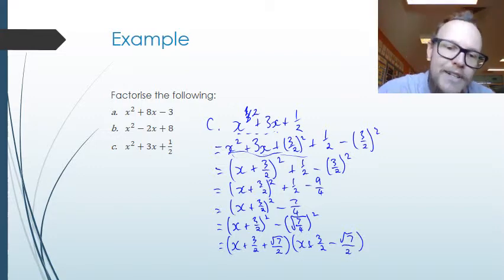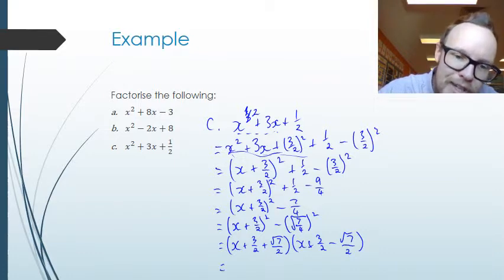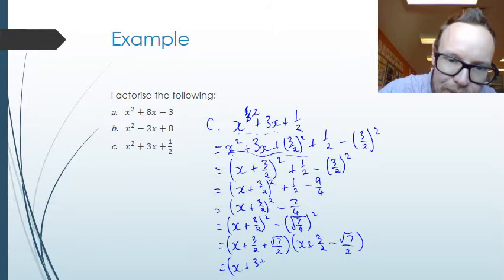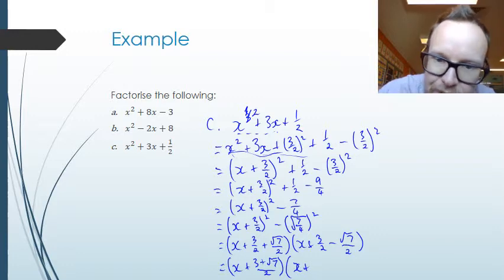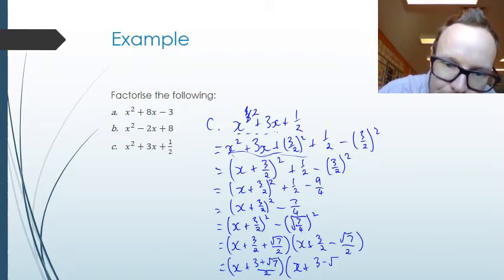Not fully simplified yet, because I've got the same denominator for my two fractions there. I can make that look even prettier and have it as x plus 3 plus root 7 over 2, and then x plus 3 minus root 7 over 2.